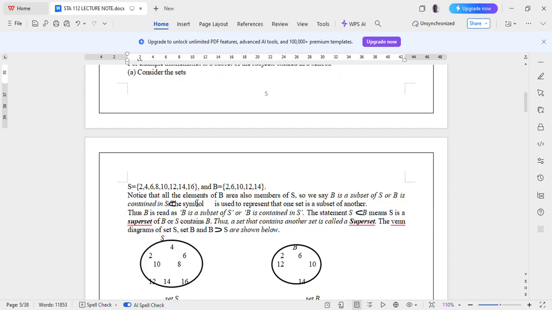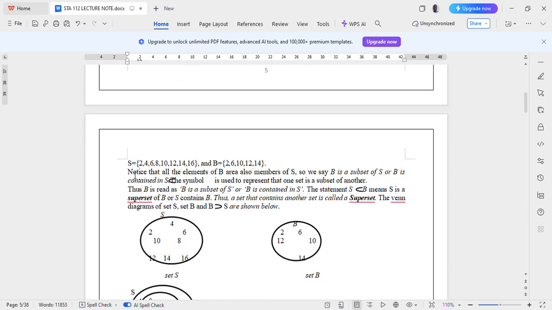So consider the sets now. Look at this. We have A as 2, 4, 6, 8, 10, 12, 14, 16. And we also have set B as 2, 6, 10, 12, 14. Now, if you look at it, you can see every element of B can be found in A.